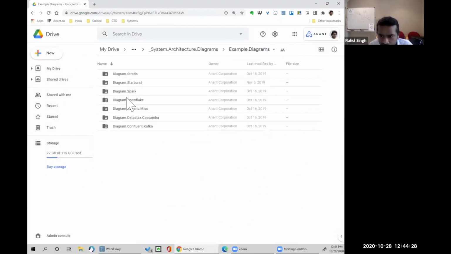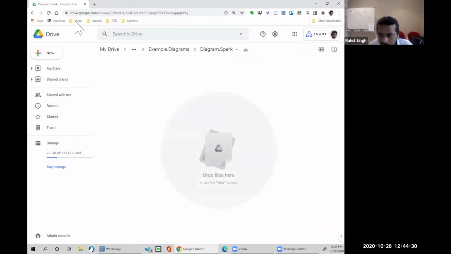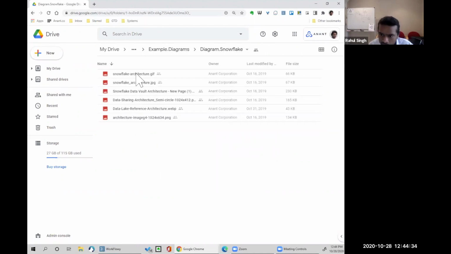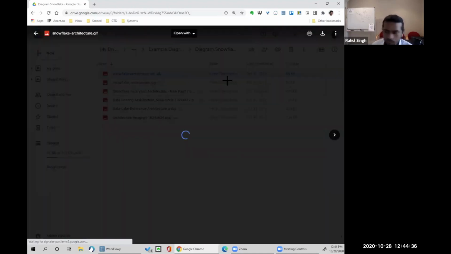And then I have one more set of pictures. I don't know why I don't have this, but I do have some Snowflake diagrams.